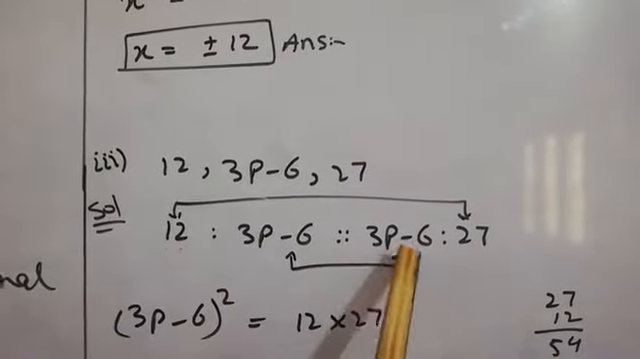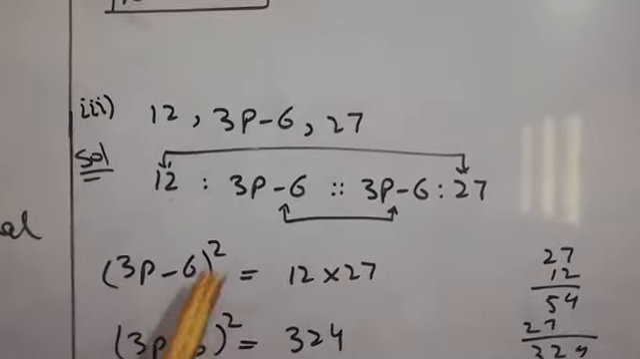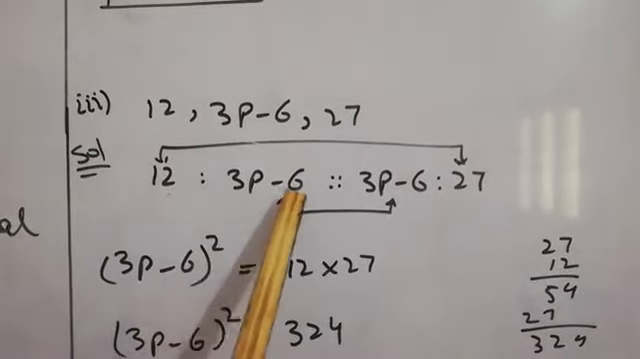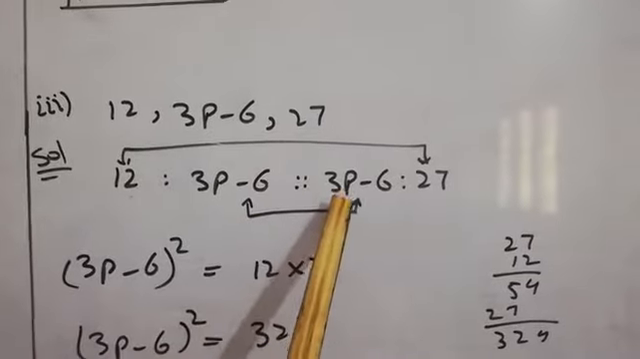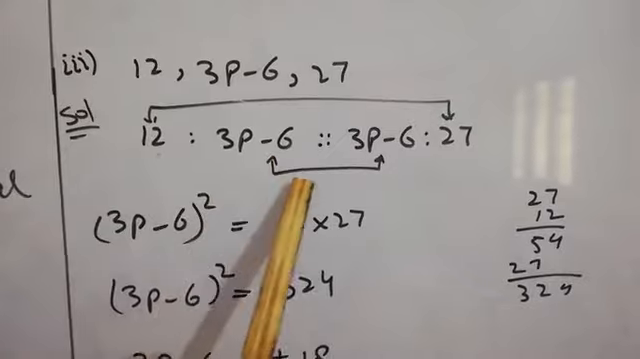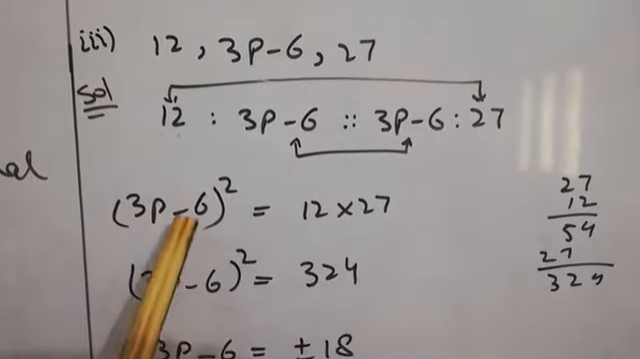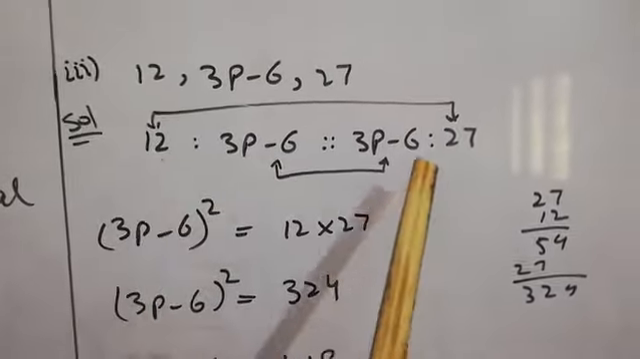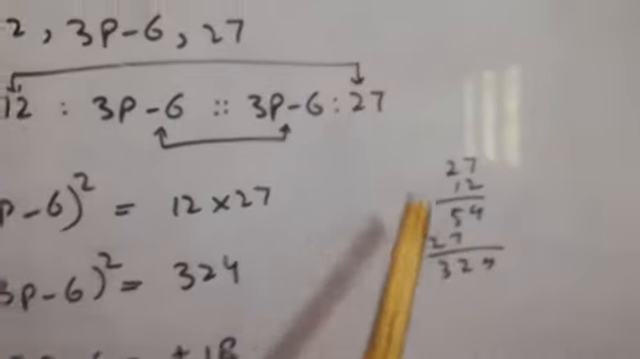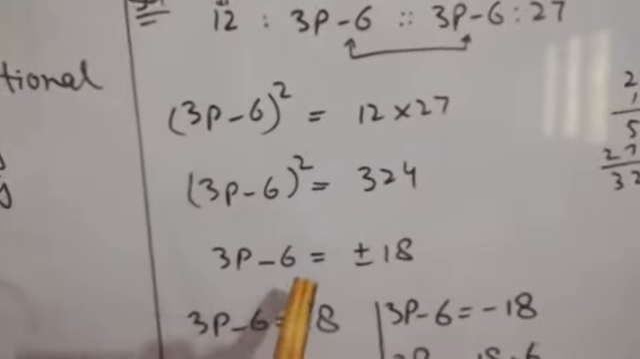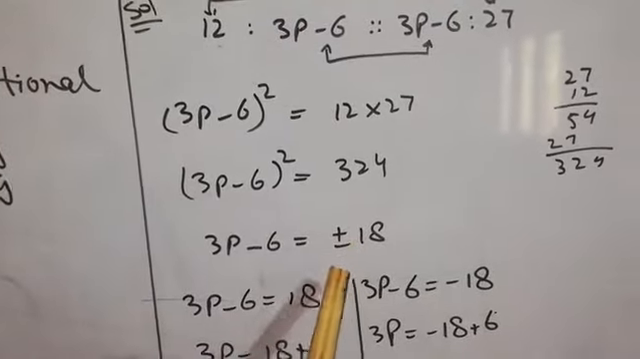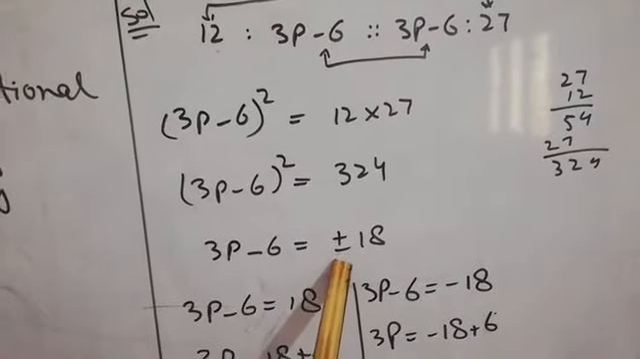We will write this value at the mean position 2 times. And when we write it, it becomes 12 ratio 3p minus 6 proportion 3p minus 6 ratio 27. We will multiply 3p minus 6 into 3p minus 6 and get 3p minus 6 whole square. 12 multiplied by 27 equals 324. When we multiply these values with each other, we will get their product. 3p minus 6 whole square equals 324. 324 is the product, the square root is 18.